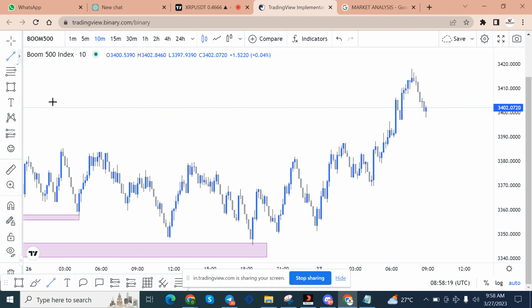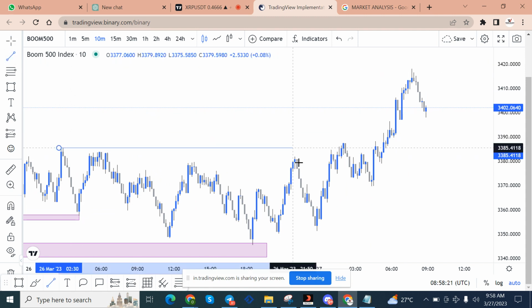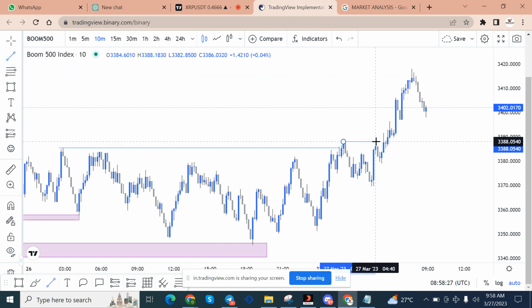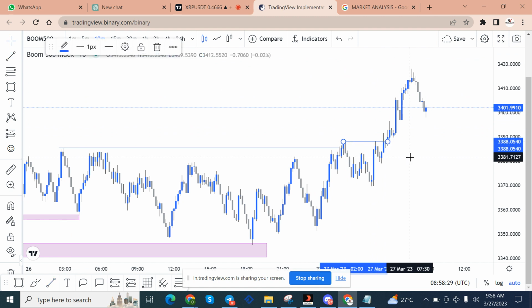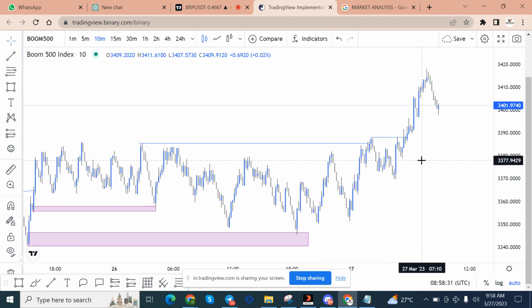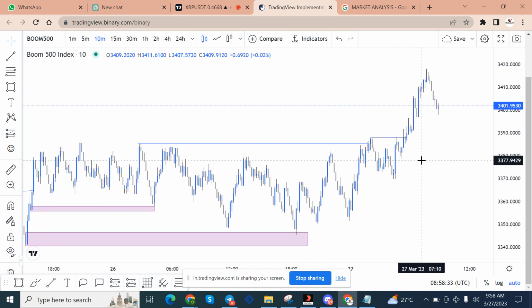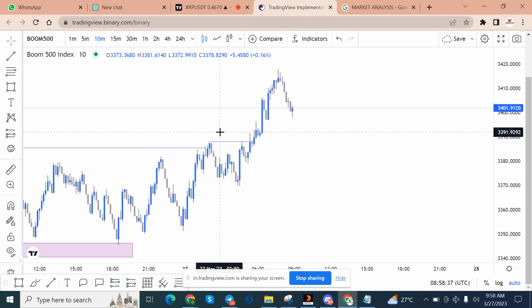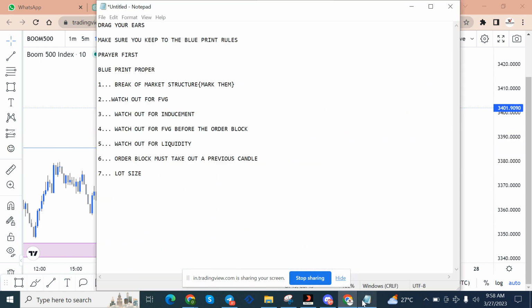And of course, this was the entry. Okay, but let's move on. It's just that I like teaching, and so any new information or new market structure or anything I see complex that you might have as a challenge, I would want to always sort it out. All right, so we are going to be looking at buying Boom 300, and so we have this break of structure. Let's look at our blueprint.